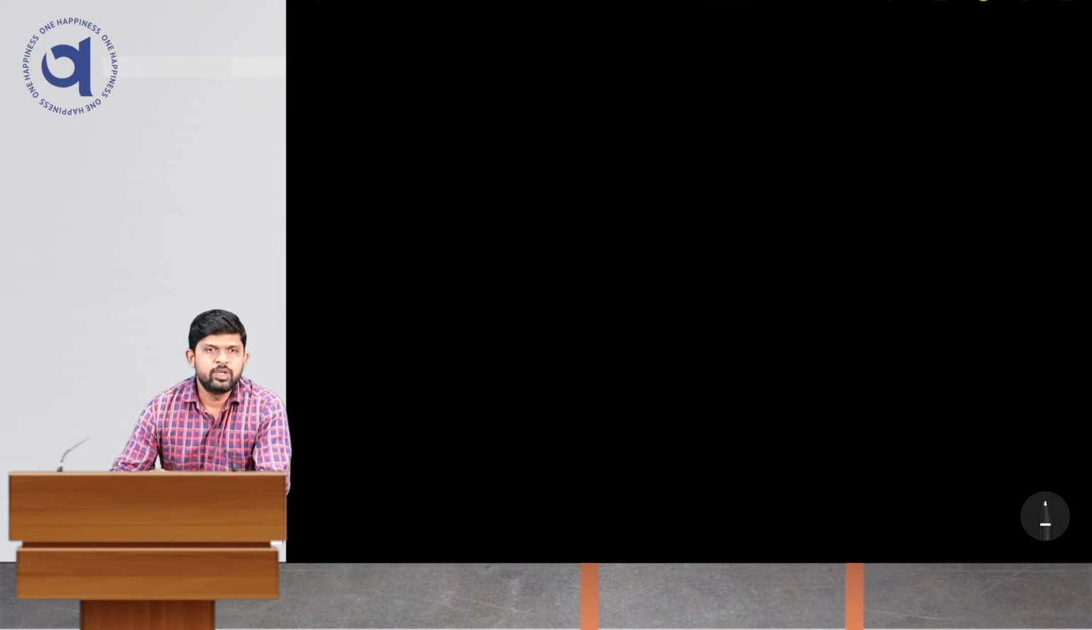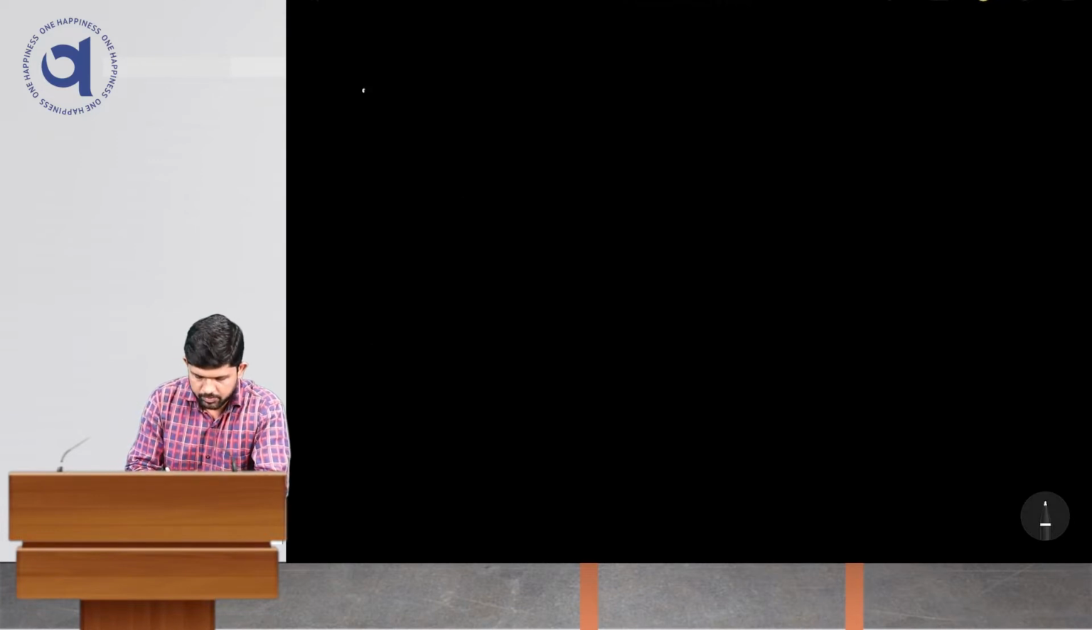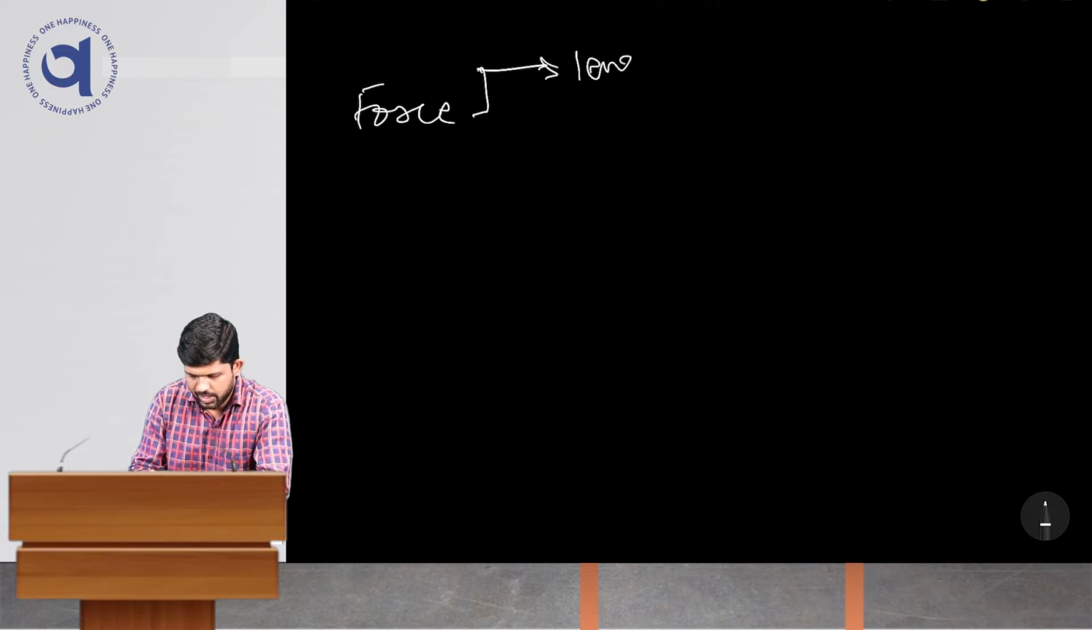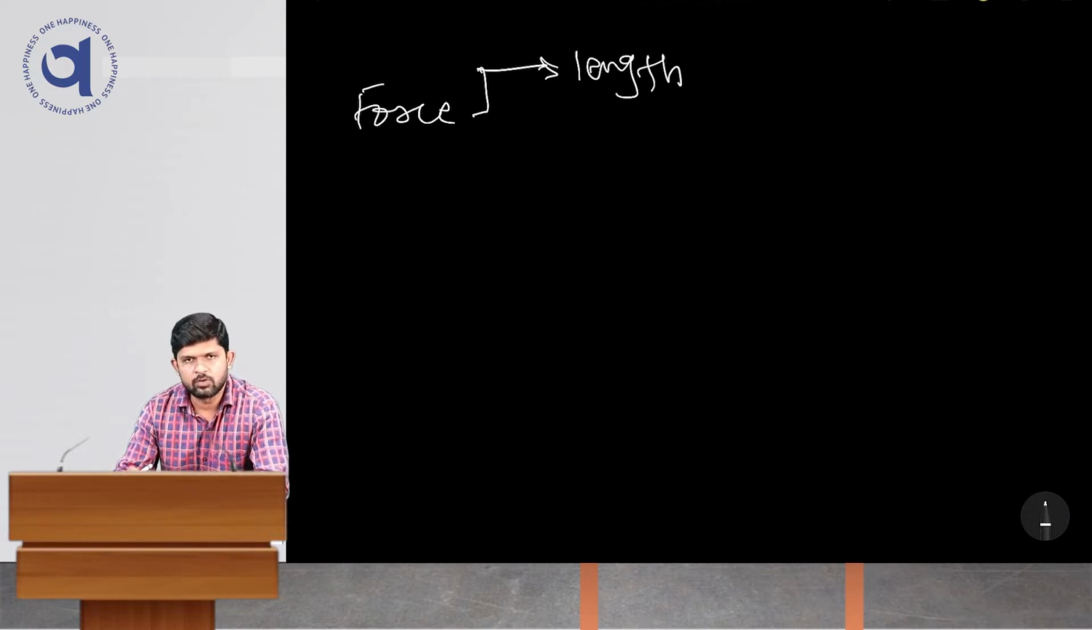We know that when we apply a force on any object, that force is able to change the shape of the object, right? Now that applied force can be applied in three ways. The first is lengthwise, which means we can apply the force along the length of the object, let's say a one dimensional object like a wire or a rod.